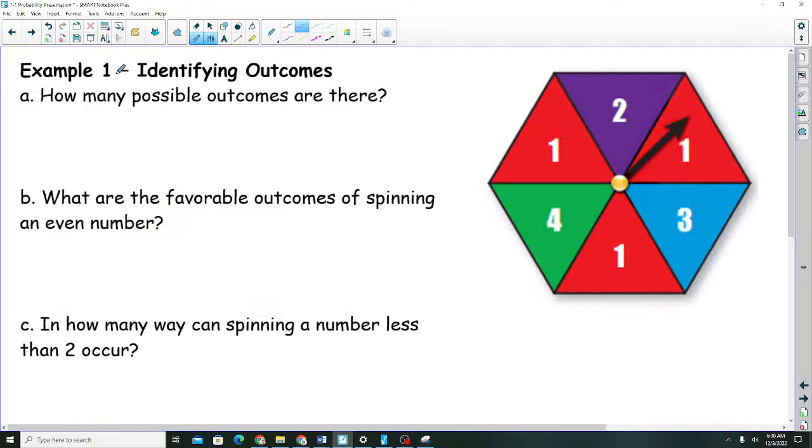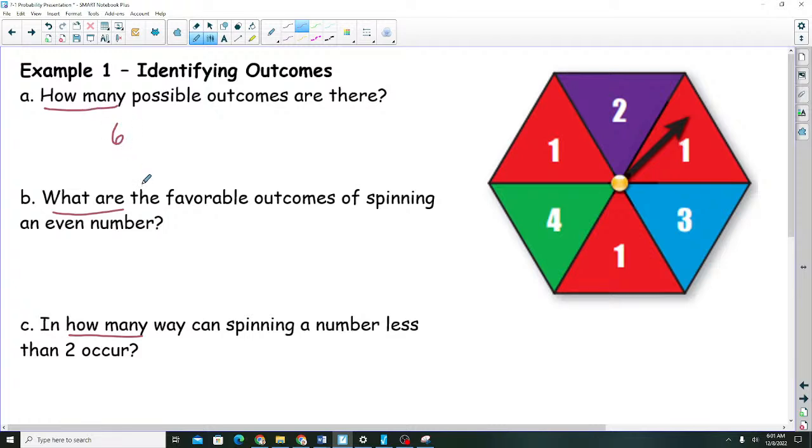So let's make a little bit more complicated of an example. How many possible outcomes are there? When we say how many, that's a counting question. I want you guys to see that because there's going to be a difference. How many, and then what are, and then how many. And how many is asking you for a number. So how many possible outcomes are there?